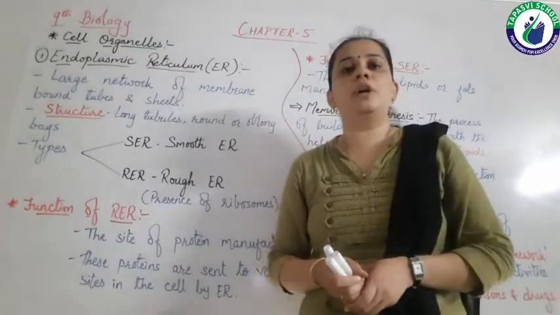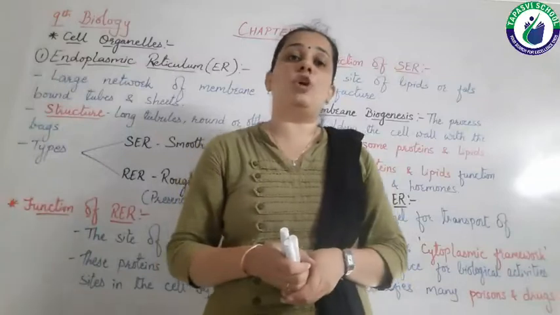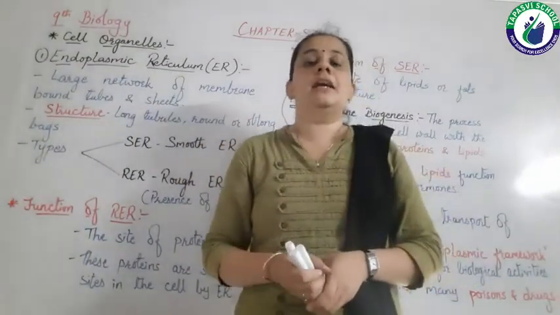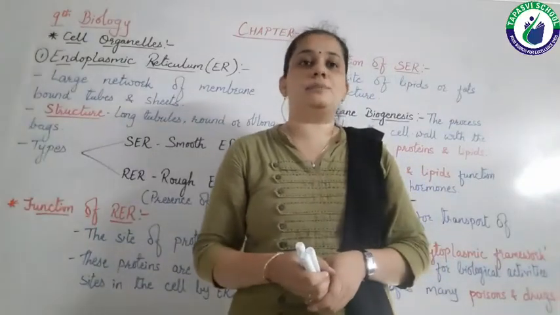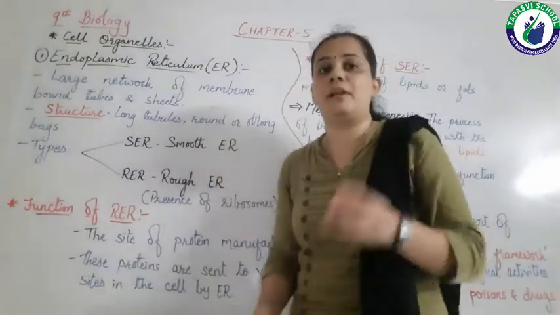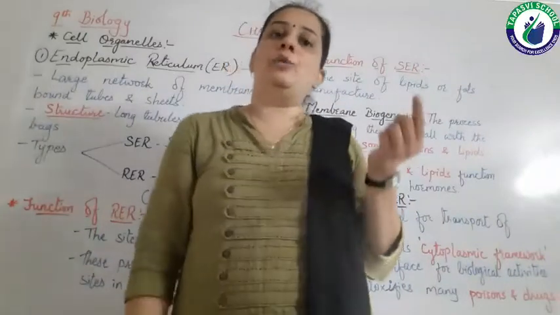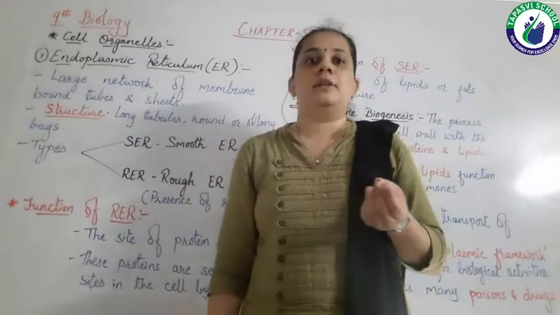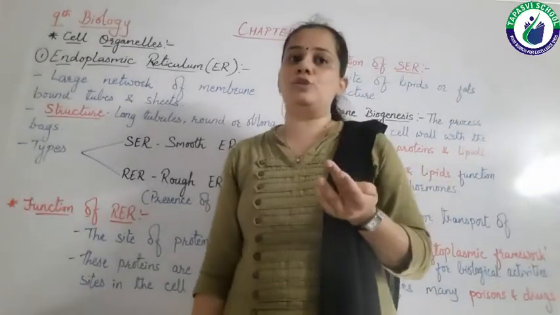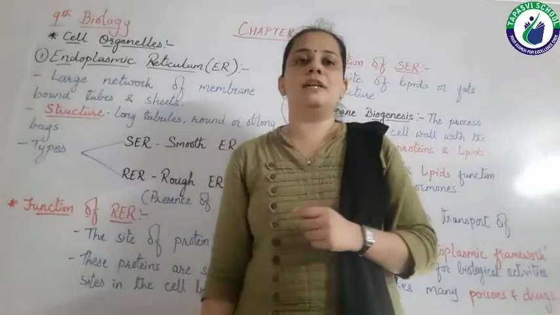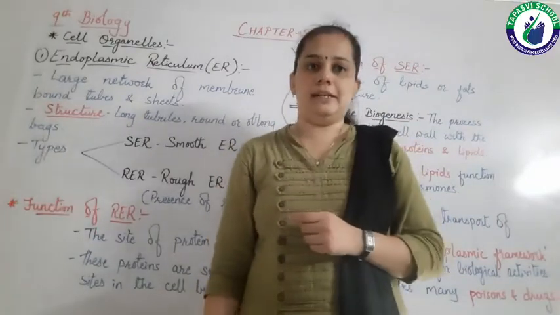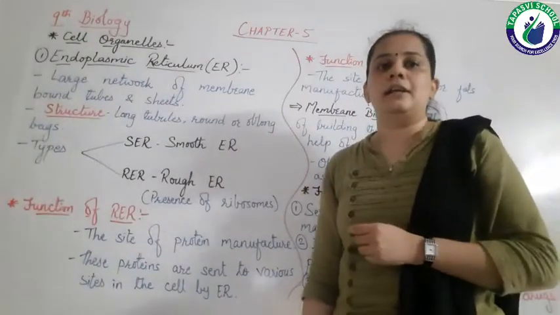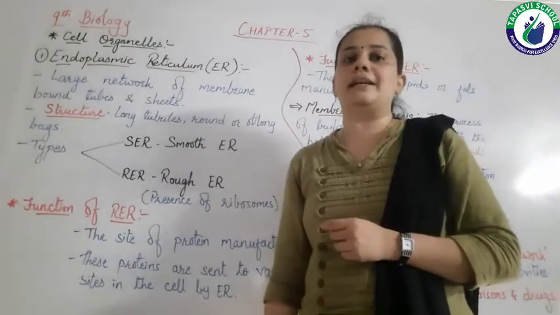Now today we are going to discuss the various cell organelles. As I told you in the last lecture, there are different cell organelles present in the cell. For example, mitochondria, endoplasmic reticulum, plastids, vacuoles, Golgi apparatus, lysosomes. So each of these we have to discuss in detail. Let's start with our first cell organelle, that is endoplasmic reticulum.